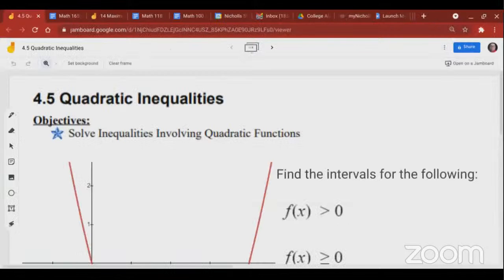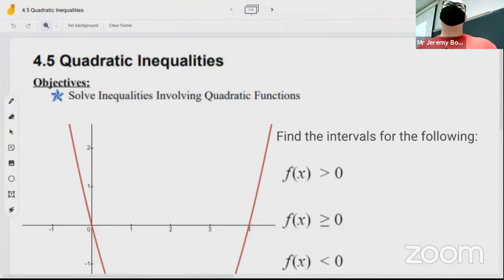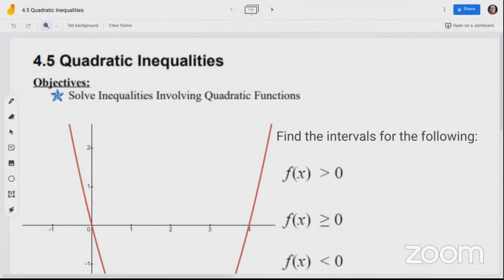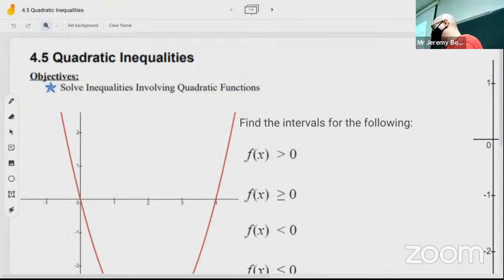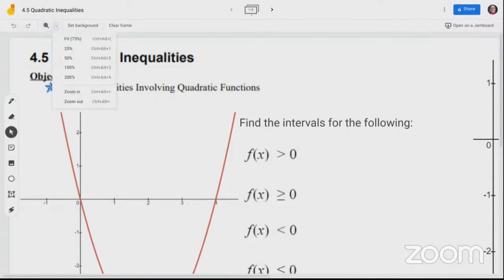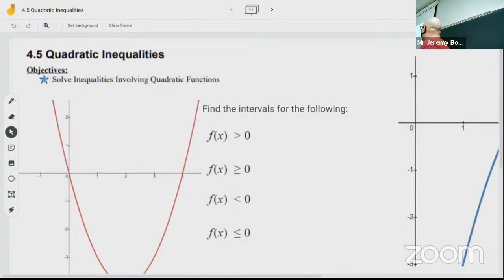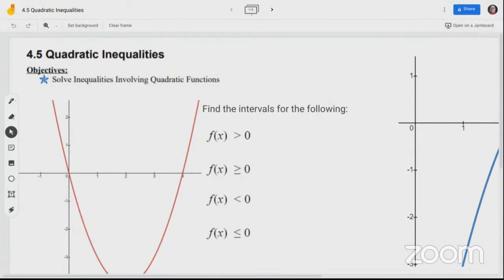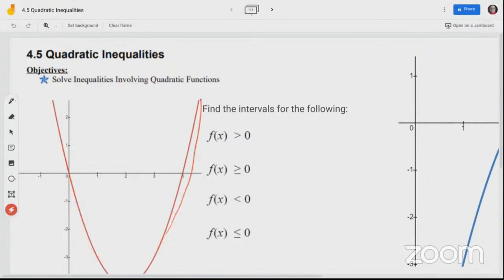Today we are talking about quadratic inequalities. The stuff that we learned the previous day, 4.3, I guess 2 days, we're going to utilize that to talk about quadratic inequalities. If you remember what the graph of a quadratic function looks like, it's a parabola, right? You can have one that opens up, you can have one that opens down. We'll talk about that one later.